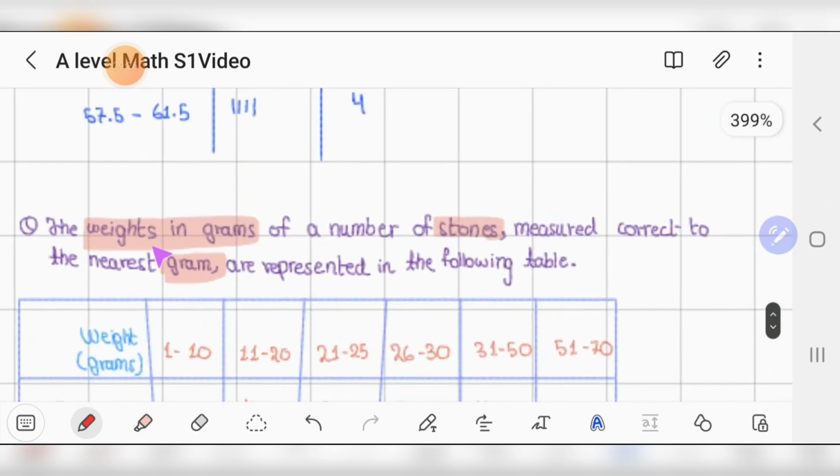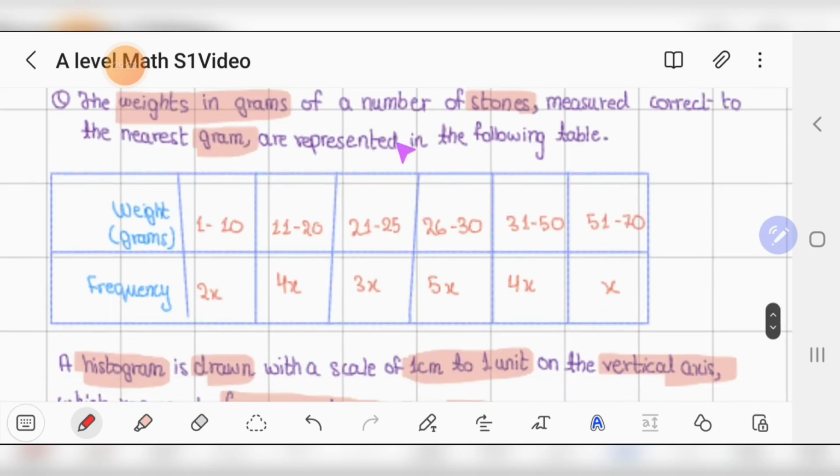Then we have this question: the weight in grams of a number of stones, measured correct to the nearest gram, is represented in the following table. So we have this whole table, and these are the class intervals, and as you can see they are not the same, which means we need to do minus 0.5 and plus 0.5 in order to make it equal. It would be best if you do that in every question whenever there are no equal class intervals. Okay, and we have these frequencies.